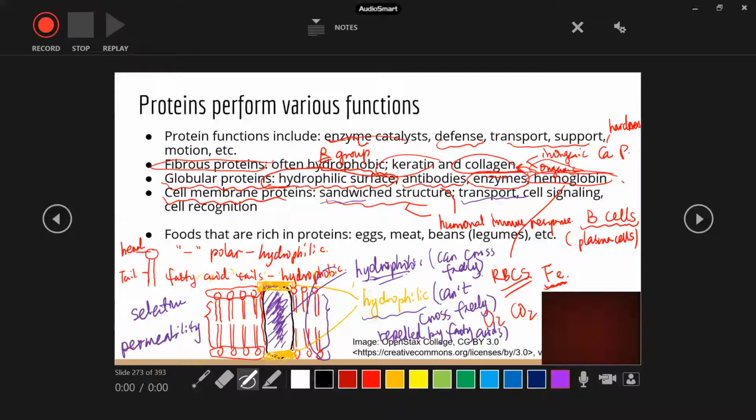Now, of course, the size of the molecule also affects whether the molecule can cross the membrane or not. But for now, we just focus on whether the molecule is hydrophobic or hydrophilic. But again, if you are taking a biology class, you have to consider the size of the molecule as well. Cell signaling. Some of these embedded proteins are used as receptors, which are involved in the cell signaling process.